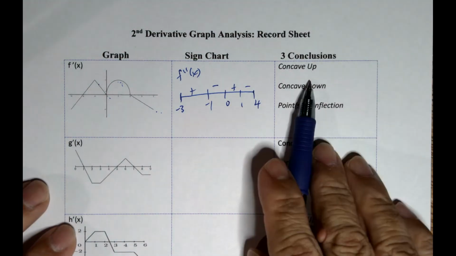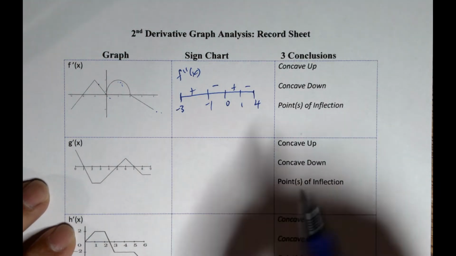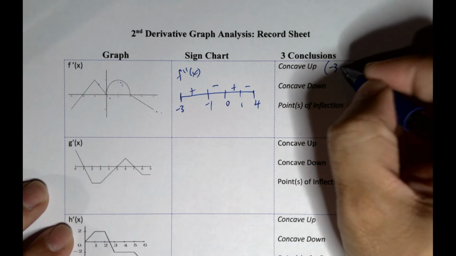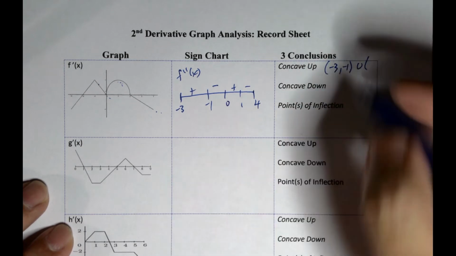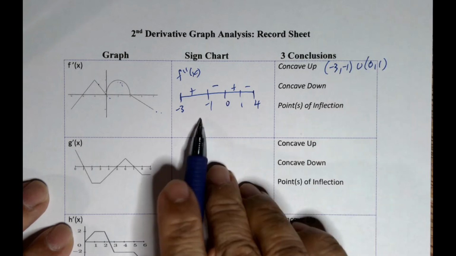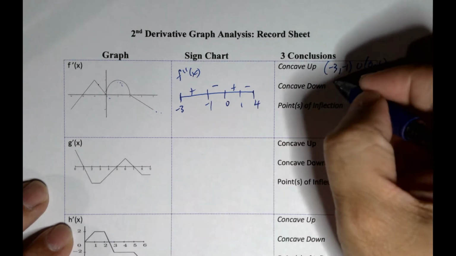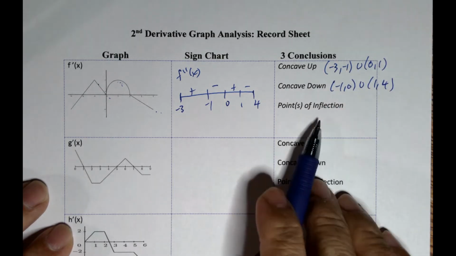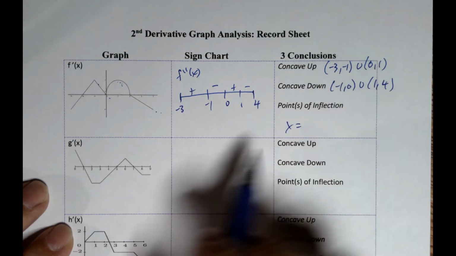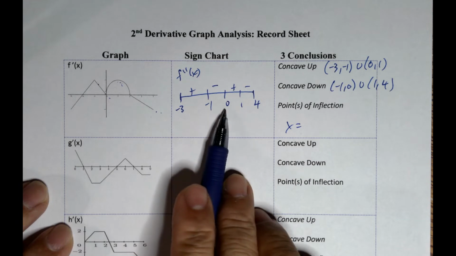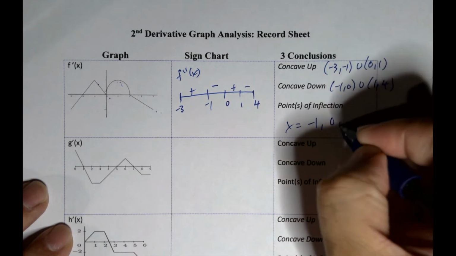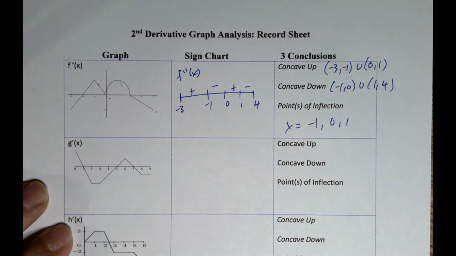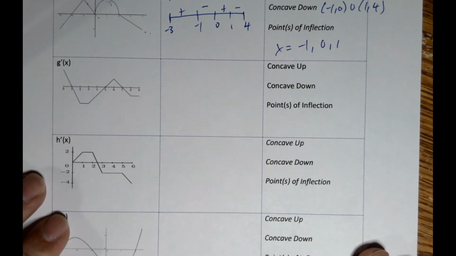So it's concave up where the second derivative is positive. So it's concave up from -3 to -1 and from 0 to 1. It's concave down where it's negative, so it's -1 to 0 and 1 to 4. What are the points of inflection? So here we can only give the x values. Points of inflection are -1, 0, and 1. That's it.